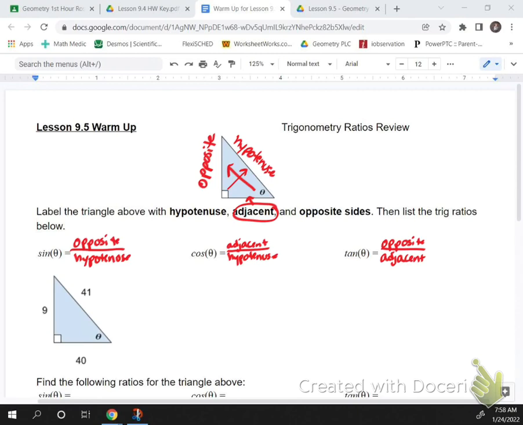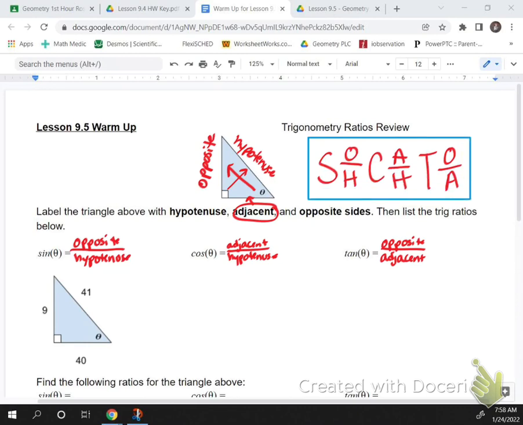We used a little mnemonic to help us memorize this. So, SOH CAH TOA. Sine is opposite over hypotenuse, and so on. Okay? This is helpful when you're doing the practice problems to really quickly memorize those rules. You had to find the sine, cosine, and tangent for this triangle down here.